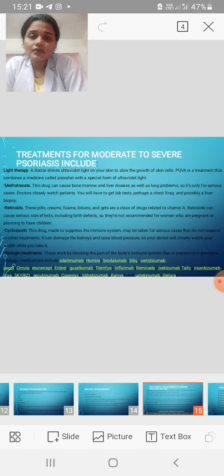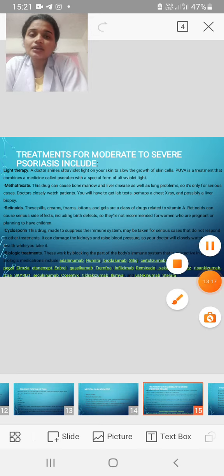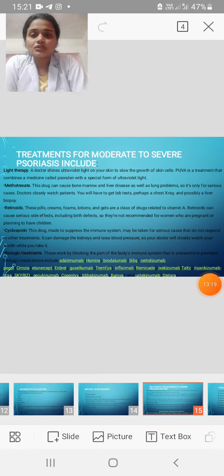Cyclosporine. The drug may suppress the immune system. It may be taken for serious cases that do not respond to other treatment. It can damage the kidney and raise blood pressure, so your doctor will closely watch you while you take it.